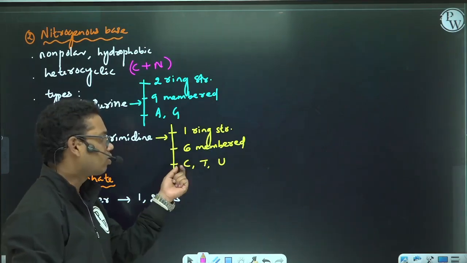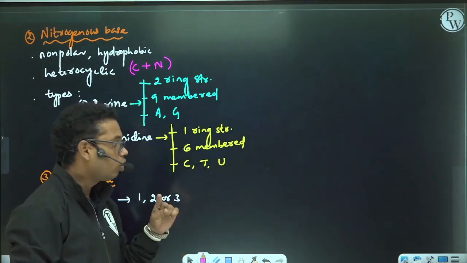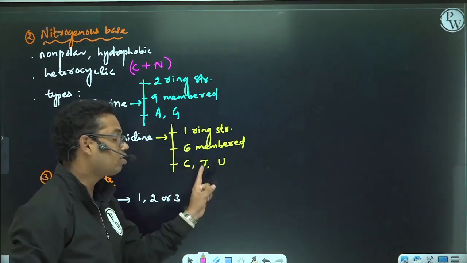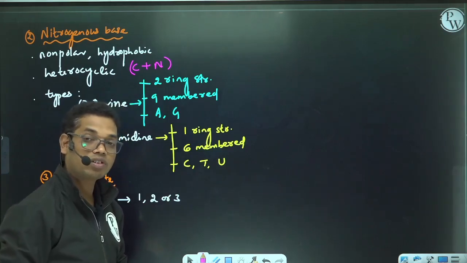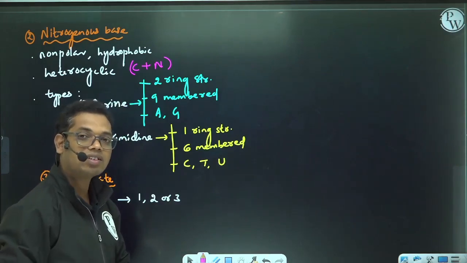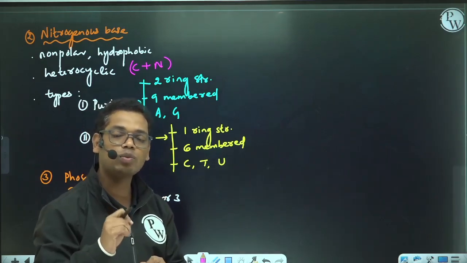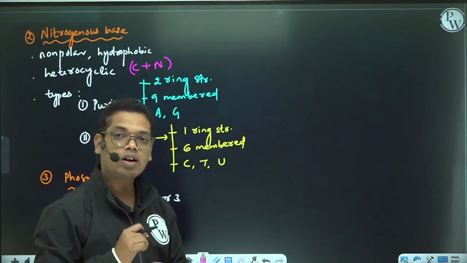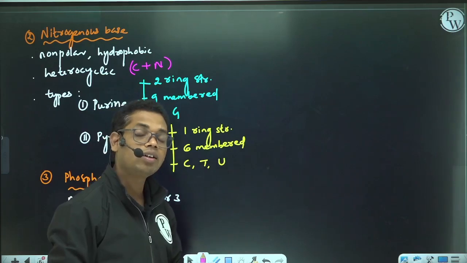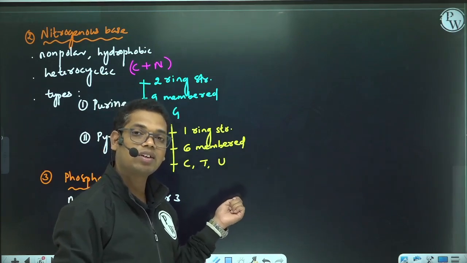And the examples are cytosine, thymine, and uracil. Cytosine and thymine are present in DNA, whereas uracil is present in RNA. But there is one exception, and the exception is tRNA, transfer RNA. In transfer RNA, there is a loop which is called the T-psi-C loop, and the T-psi-C loop has T, thymine. Otherwise, in general, I would say thymine is absent in RNA and present in DNA, and uracil is present in RNA and absent in DNA.